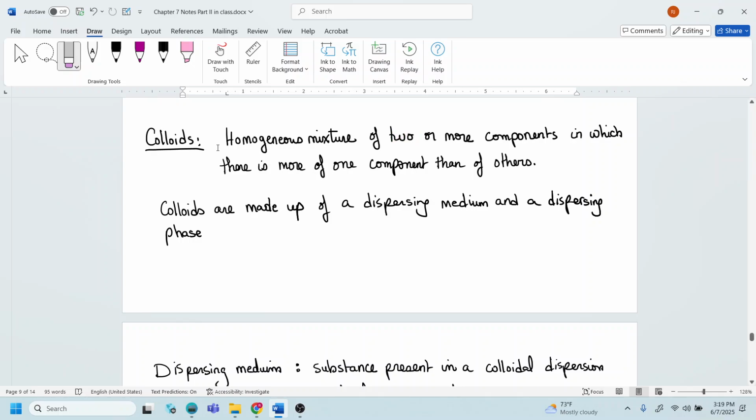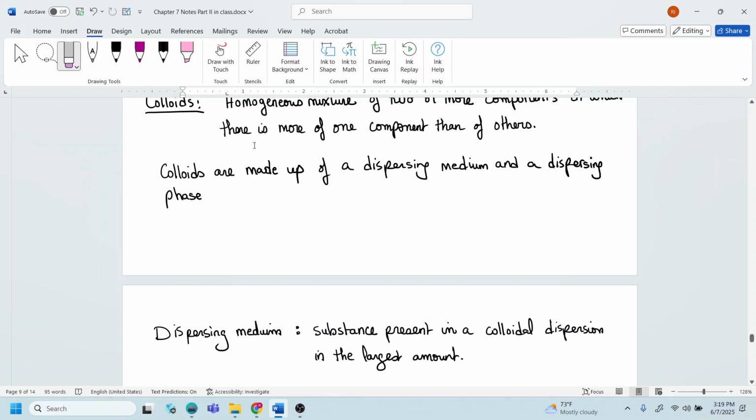The last topic is colloids. Colloids are homogeneous mixtures, and they are made up of 2 or more components, and there is more of one component than the other in the mixture. Colloids are made up of 2 parts, a dispersing medium and a dispersing phase.